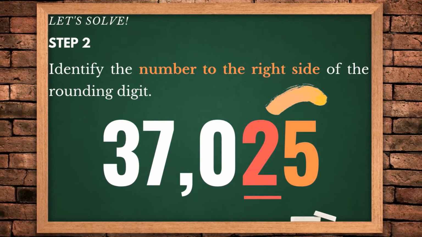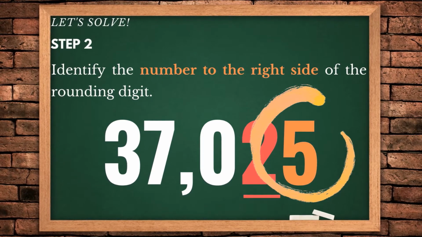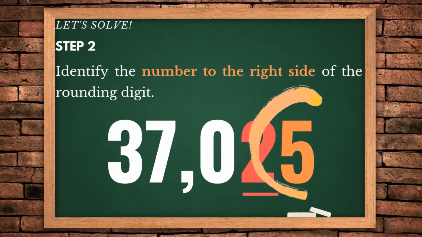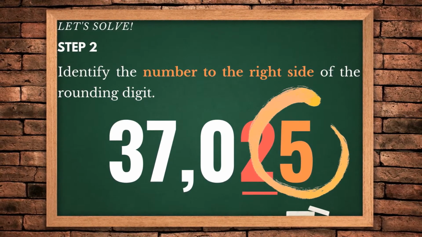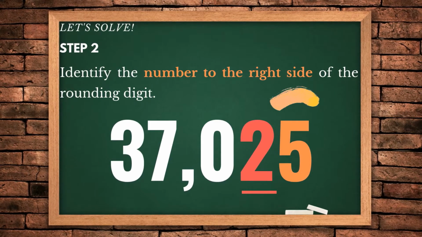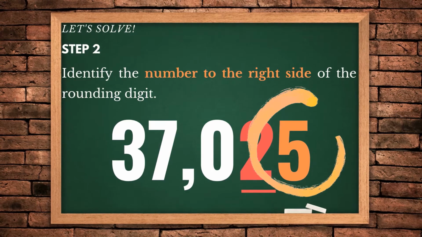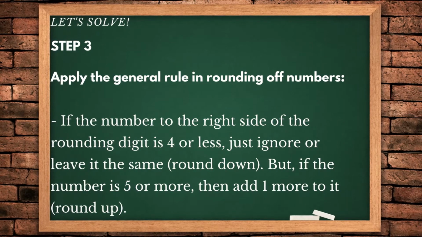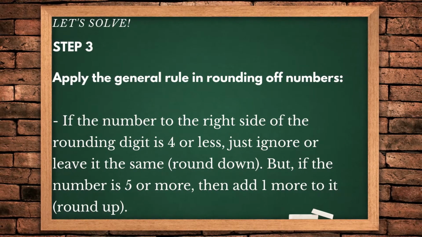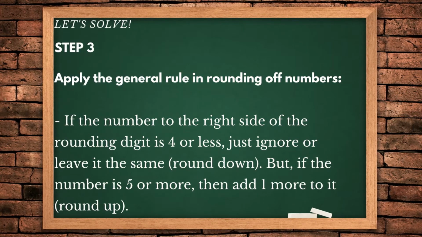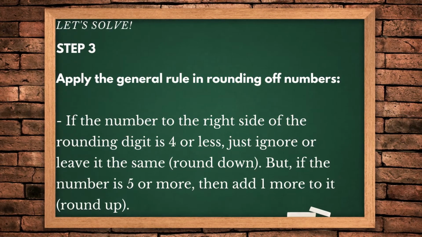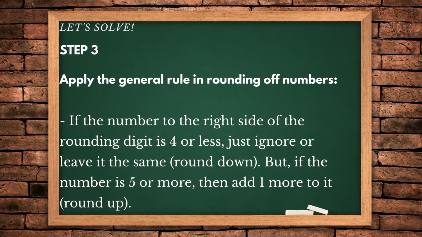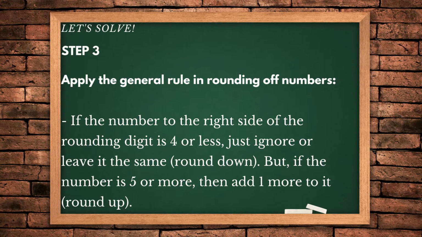Step 2. Identify the number to the right side of the rounding digit. In 37,025, the number to the right side of the rounding digit, which is the number 2, is 5. Step 3. Apply the general rule in rounding off numbers. If the number to the right side of the rounding digit is 4 or less, just ignore or leave it the same. This is called round down. But if the number is 5 or more, then add one more to it. This time, it's called round up.